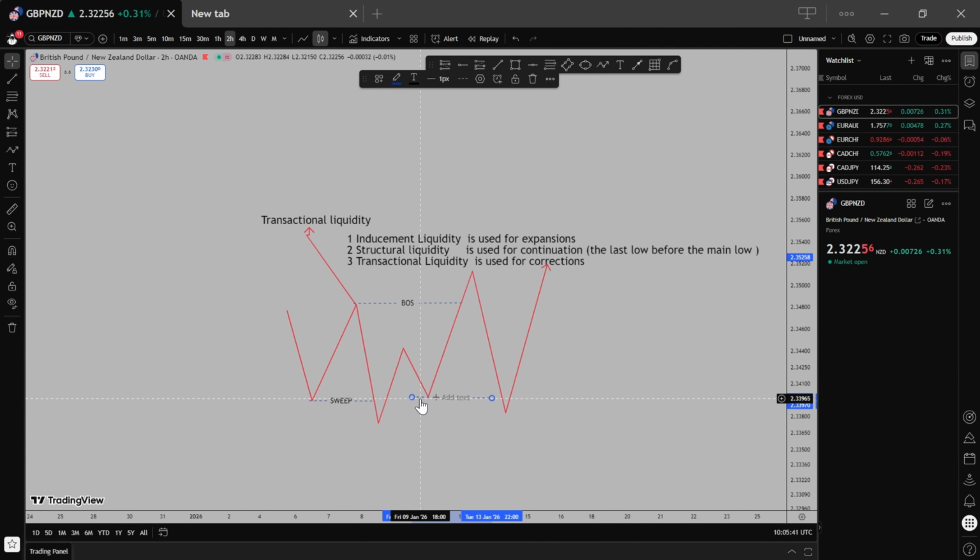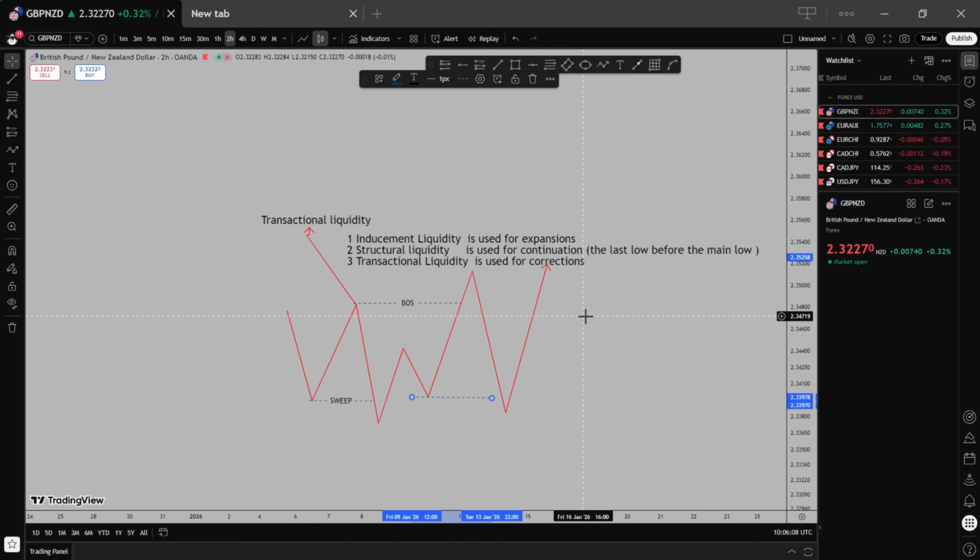And if I don't see that in a setup, I don't take that trade, because when I go into inducement, you will find out the reason why. I make sure there's always a structural liquidity right here before I take my entry or actually start considering the setup. Now, structural liquidity happens for continuations, like I said before.